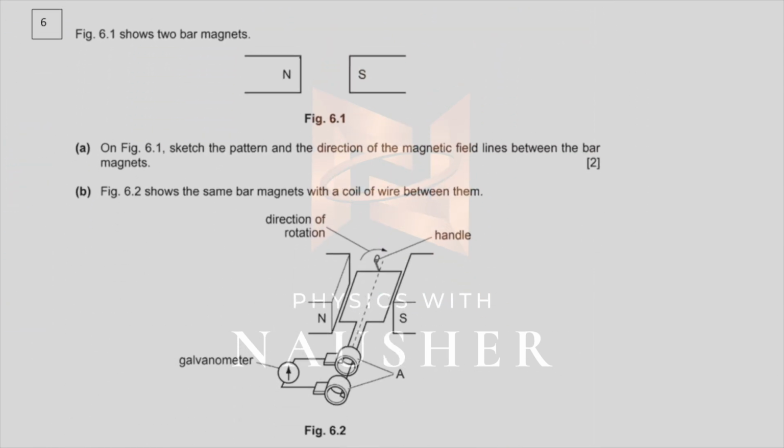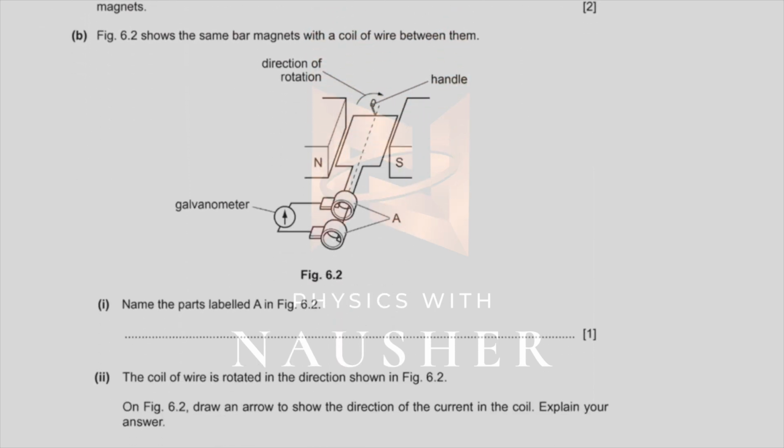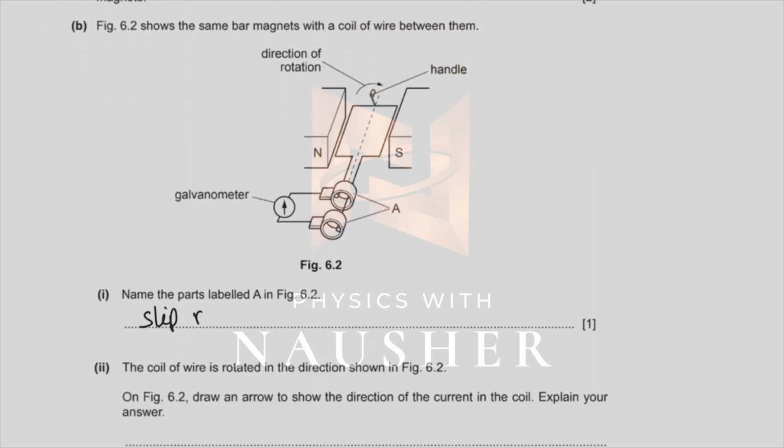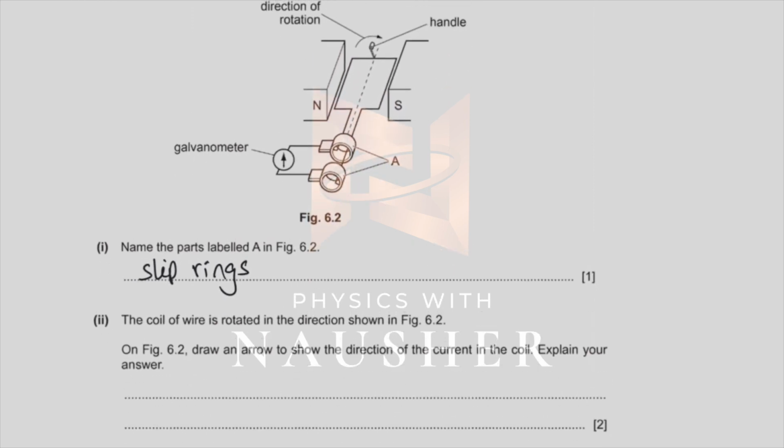Now you have to draw the magnetic field pattern, so you draw field lines from north to south and then these curved field lines. What are these? These are your slip rings. Now they've already shown you that the direction of the galvanometer is this. That means that the current is flowing like this. So if you want to make it in the coil, this is how you'll draw the current. And they're saying, explain your answer.